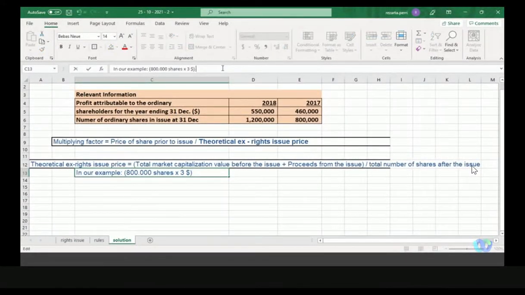We add to this amount the proceeds from the issue. What is the amount of money that we are taking into the company because we are issuing some rights? Remember that the number of rights that we are issuing is 400,000 new shares, because it was one for two of each existing share.